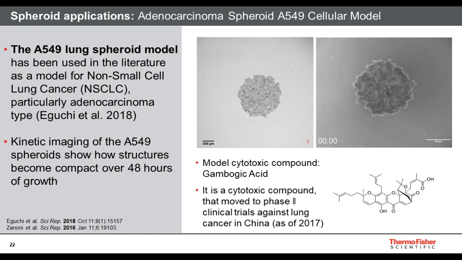Before I go, I also want to introduce you to the cellular model that we're going to be discussing today. It is the A549 lung spheroid model. It's a high throughput, I would say low complexity model. We are using it because it's really an excellent model. It has been extensively used as a non-small cell lung cancer model, especially for the adenocarcinoma type, and it's really easy to set up when starting to perform 3D studies.